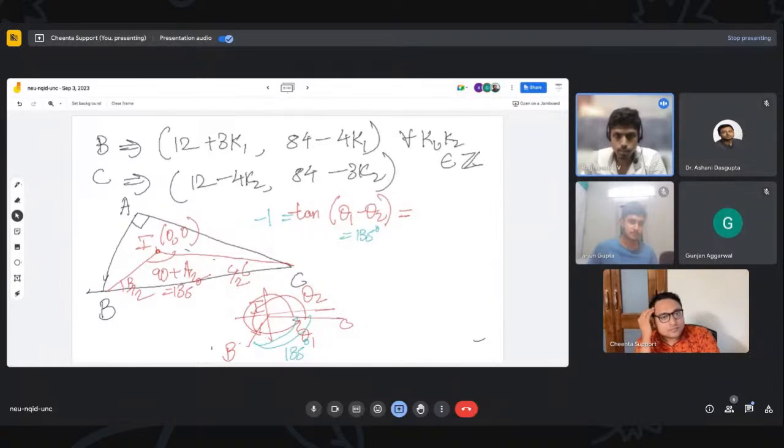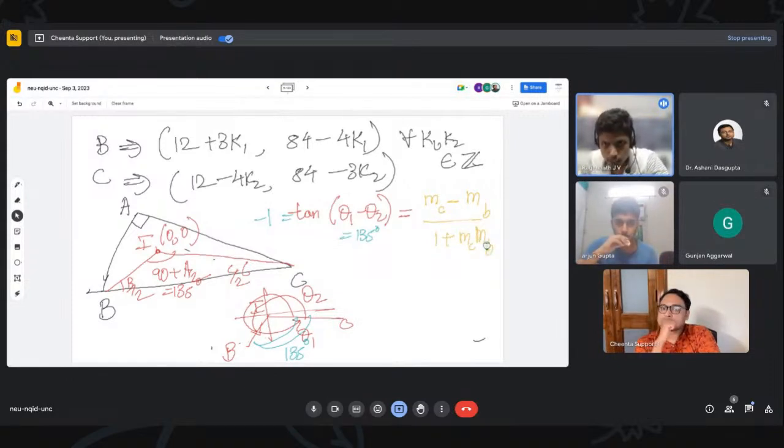In the sense, it is equal to the slope of OC. Say MC is the slope of OC. Then MC minus MB by 1 plus MC into MB, right? So we will get MC minus MB is equal to minus 1 minus MC MB. This is what we will get.